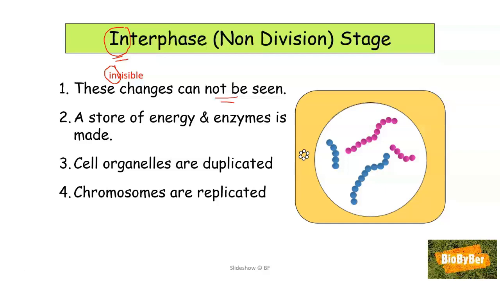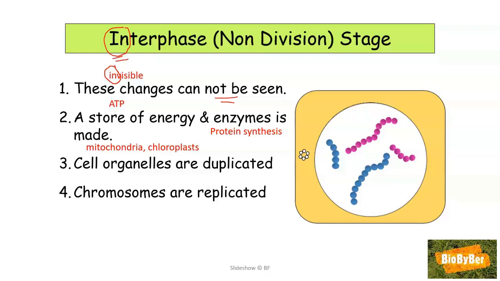Now, even though these changes are invisible, the cell is still very active. A store of energy is built up. This energy is usually in the form of a chemical called ATP. Enzymes and proteins are also made, so protein synthesis is taking place. Cell organelles like mitochondria and chloroplasts are duplicated. Chromosomes are also replicated. This means that the chromosomes make exact copies of themselves. This is why we use the word replicate.